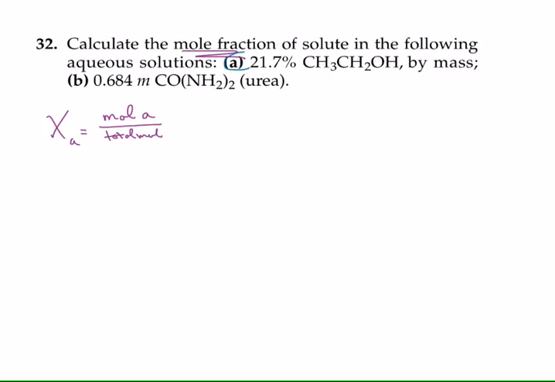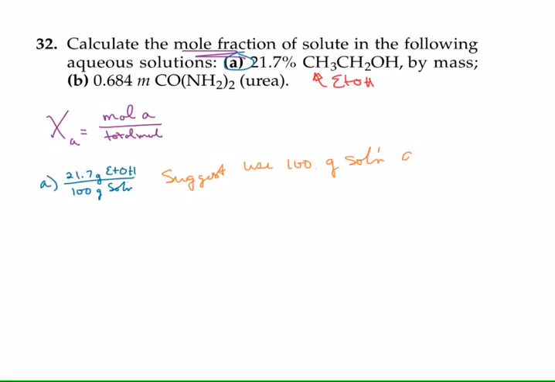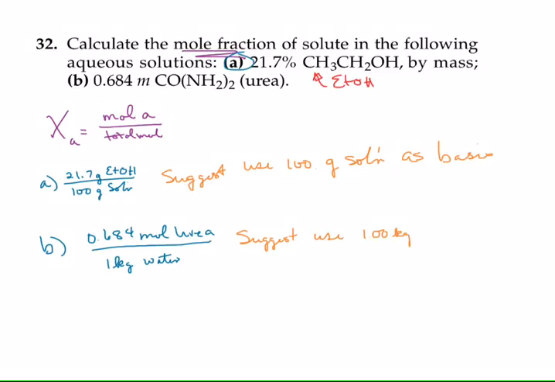Let's see what my hints are. The first one gives you the weight percent of ethanol. Feel free to make your own abbreviations. I would go with a basis of 100 grams of solution. In that case, you have 21.7 grams of ethanol. You have to get moles of water, so you'll get grams of water, and then it's very similar to this.